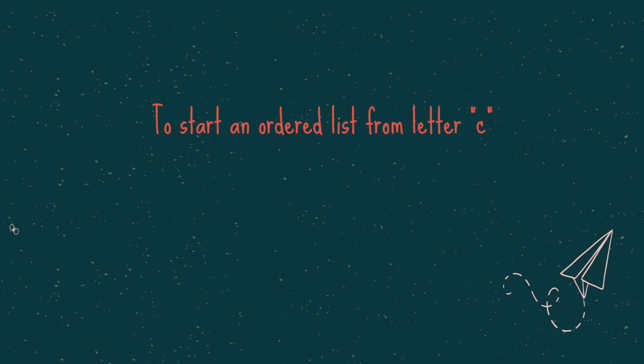So for that purpose, we will use the OL tag for ordered list, type attribute to specify the type of numbering style, then start. Start equals to 3 as C is the third letter. Start attribute will have only numbers. We cannot write start equals to C. We will write start equals to the number of the letter from which it should start.